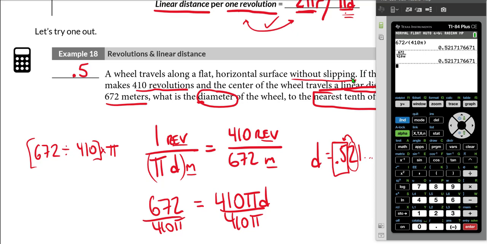So that is how we handle questions that deal with revolutions and linear distance, as well as how we handle questions that involve points on a circle and the paths that those points take through space, or up and down around the wheel. Again, these questions are not all that common. When they do show up, if you know the information here, they shouldn't be too bad.